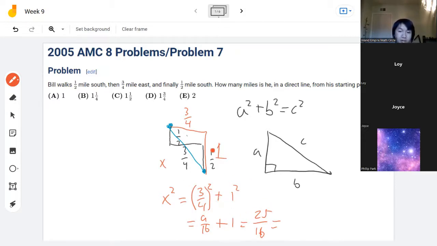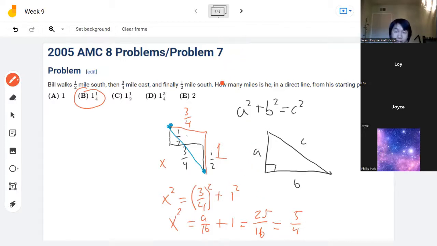Anyways, if we solve it using the Pythagorean theorem, we get that this side here, oh, we need to get the square root of this. So we know that x squared equals 25/16. And if we get the square root of that, which is basically what number squared will get us this, we get 5/4. So our answer here is 1 1/4. Does that really make sense to everyone? Sorry, I kind of explained that a little bit weird.